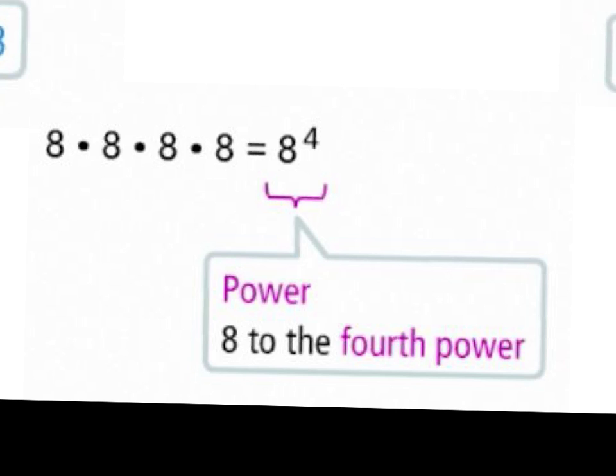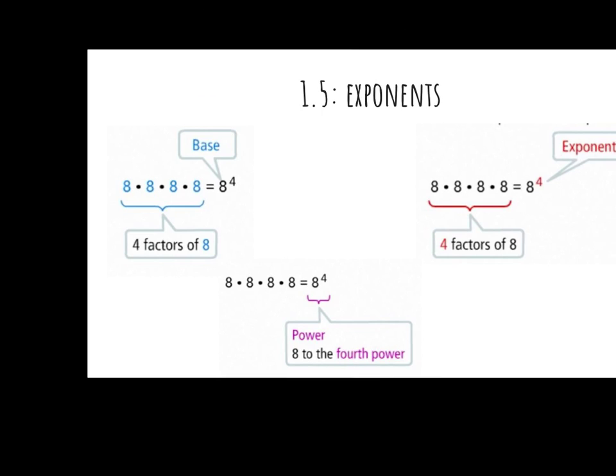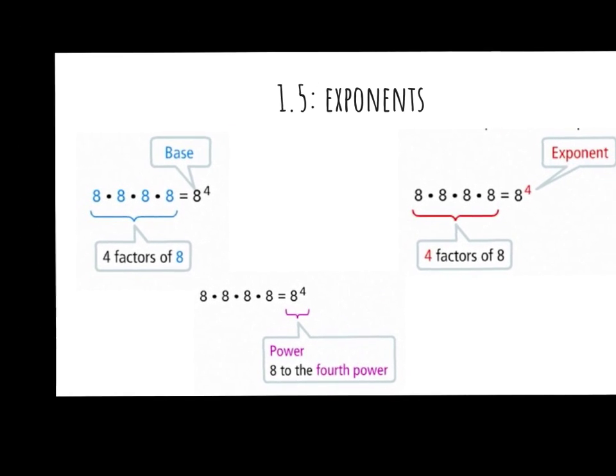Now, the two things combined, the base and the exponent combined, are called the power, because they become powerful once they're together. 8 to the 4th power. It's a lot bigger than 8, and it's a lot larger than just a 4, for example. So those are the pieces. We already talked about the exponent.